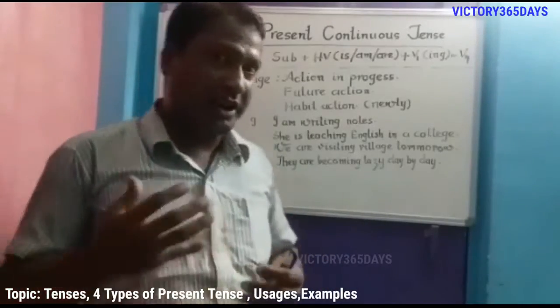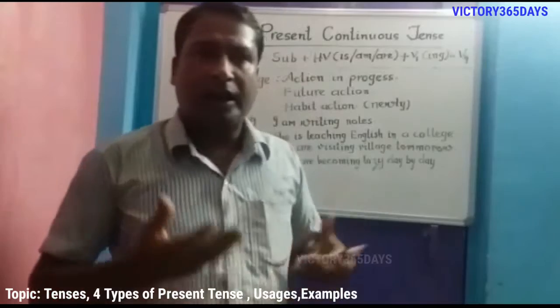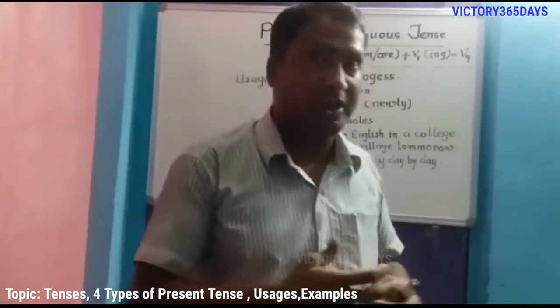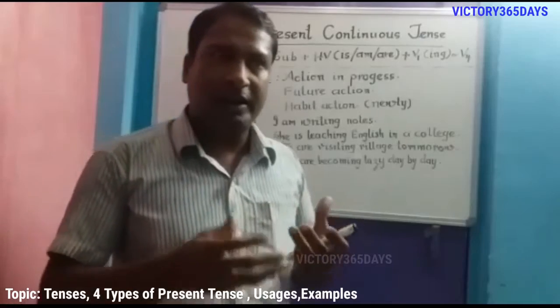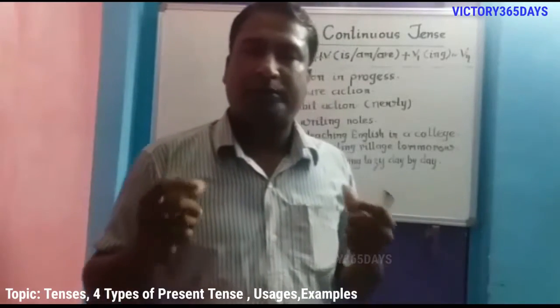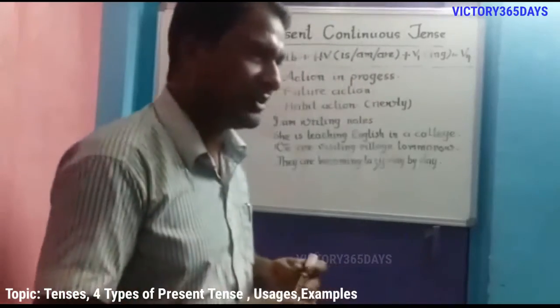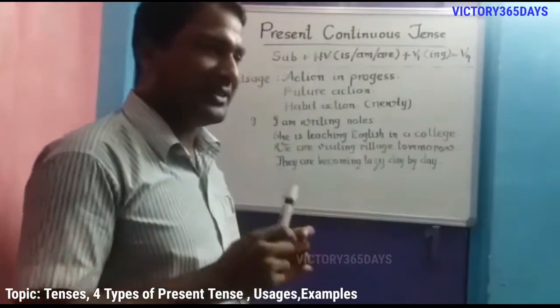Next is what? Habit action, newly developing action. Suppose, "I am becoming lazy day by day." "He is becoming smart day by day." Like this, whenever any type of action is happening, we use present continuous tense. So remember the verb takes the ing form. Let us see some examples.